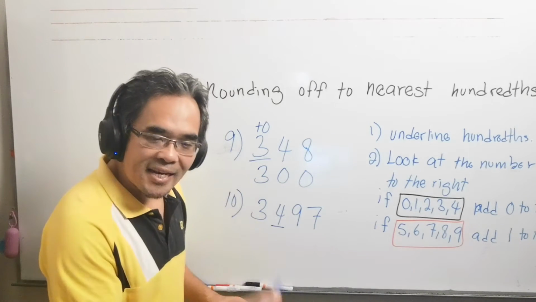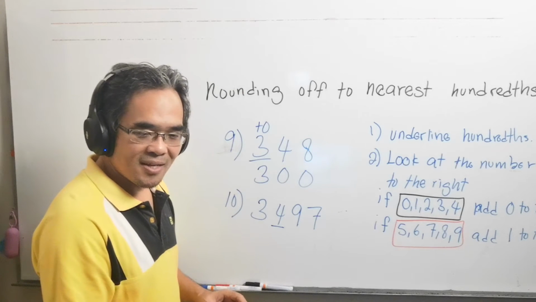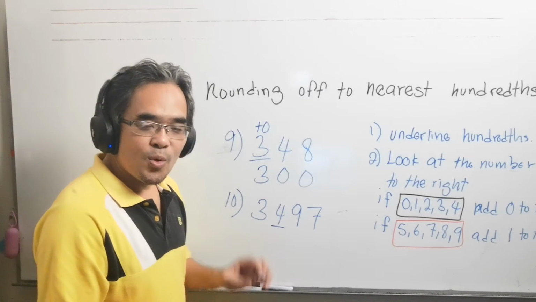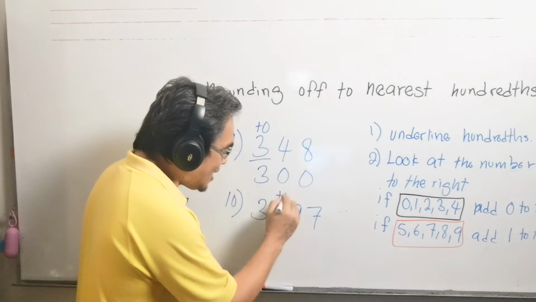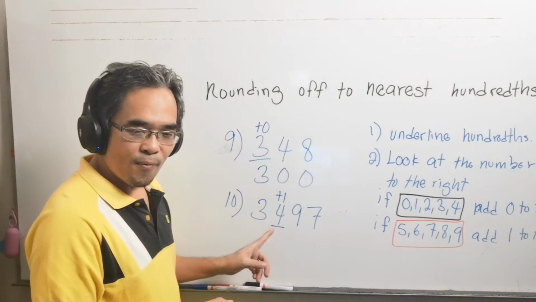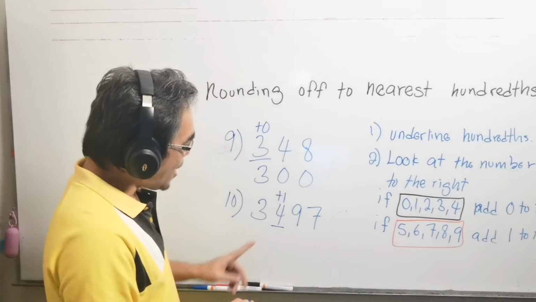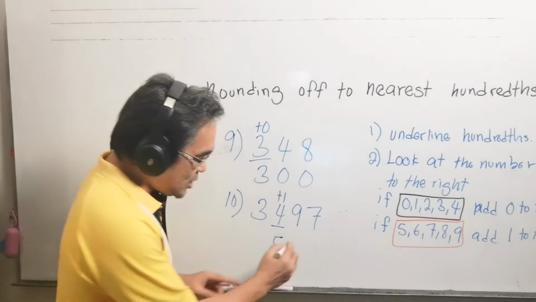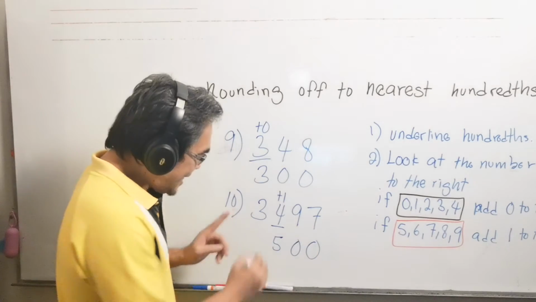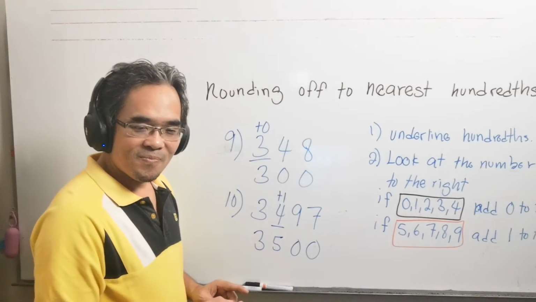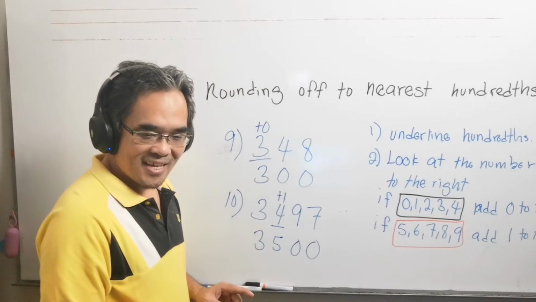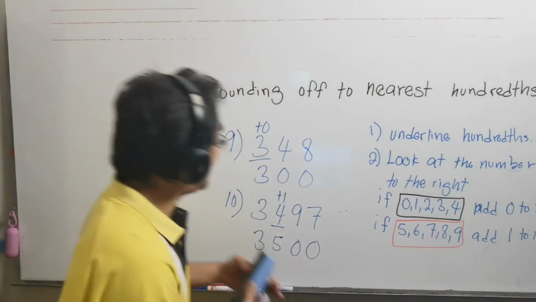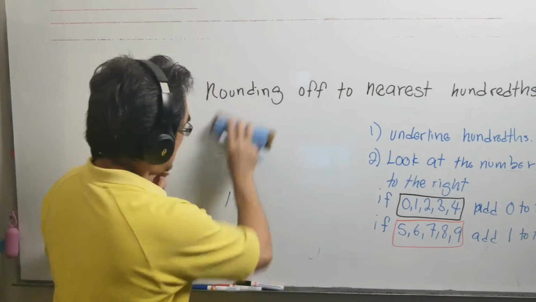4. And look at the number to the right. Which number? You add what? You add 1 to 4, because this is 9. So it becomes what? 1 plus 4 is 5. So this one, but 3 remains as it is. Okay. Now, don't worry. We are going to do more practices.